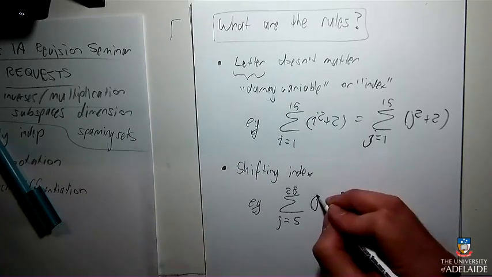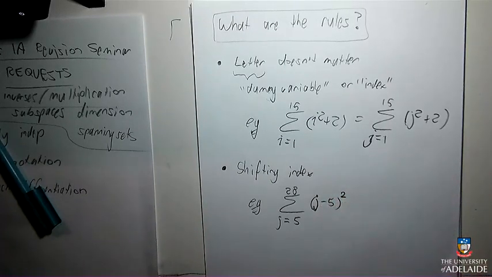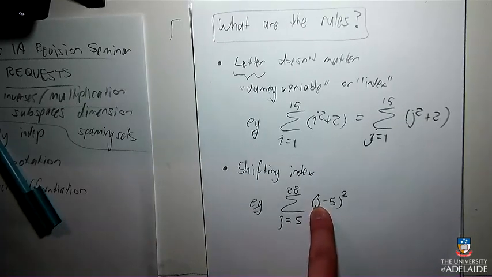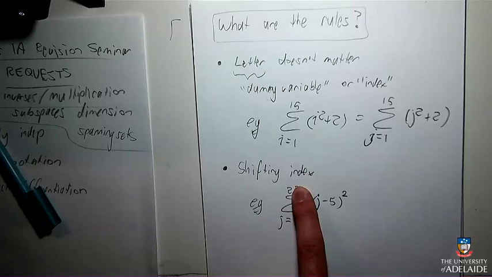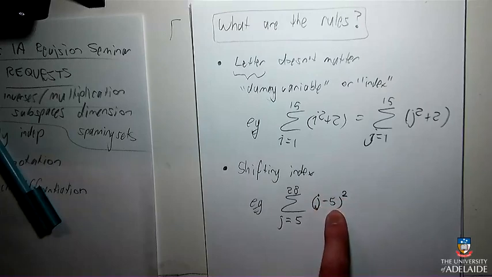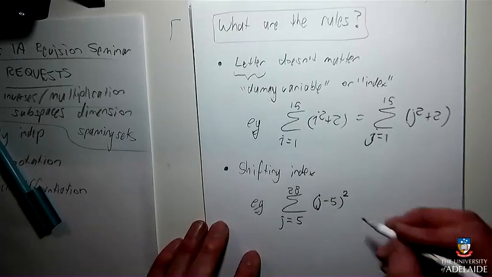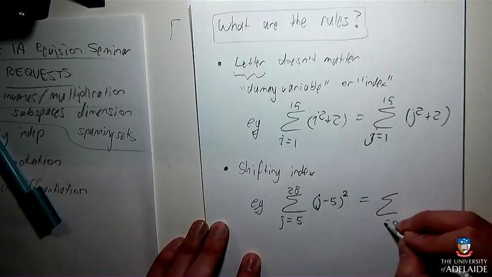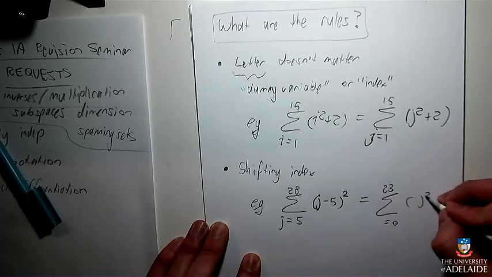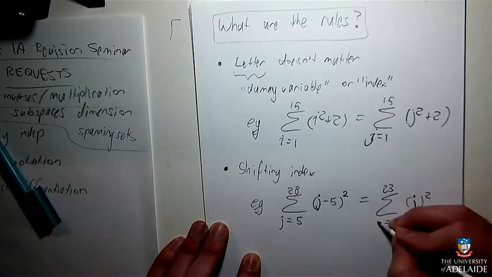So something like this. The sum from j equals 5 to 28 of j minus 5 all squared. Well, the way that index shifting works is this. The numbers that go in this position, j, are the numbers from 5 to 28. And if I figure out what j minus 5 is, those numbers go from 0 to 23. And so this is really the same as taking numbers from 0 to 23 and squaring them. So it's exactly the same as this.